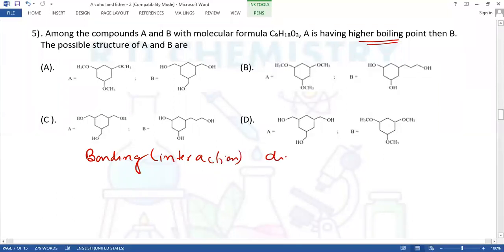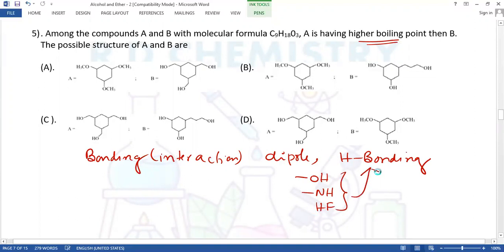We can speak about dipole-dipole interaction. We can also speak about hydrogen bonding. Now, suppose there are OH groups in the molecule or NH groups in the molecule or HF in the molecule. These can form hydrogen bonding. Whenever hydrogen bonding is there, their boiling points are generally greater compared to those molecules without hydrogen bonding.